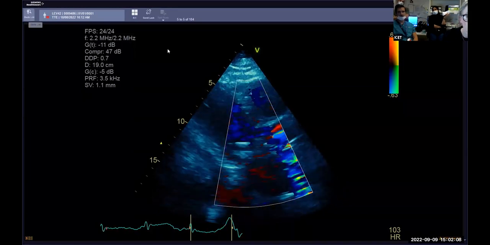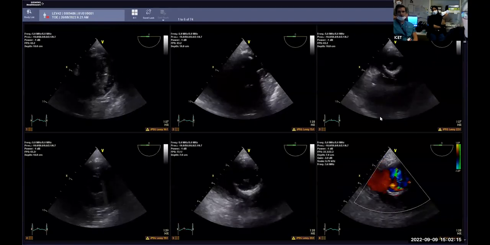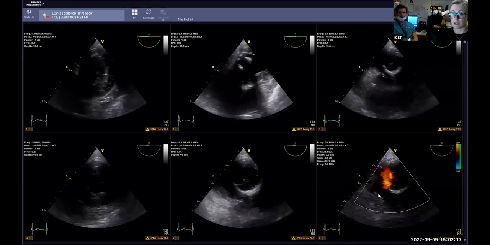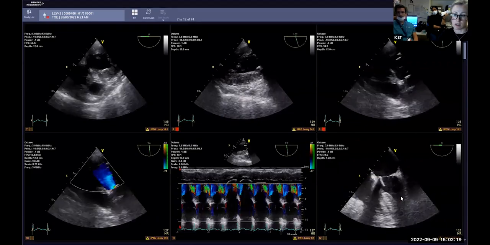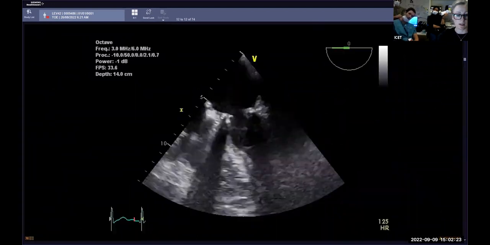So I might just skip for time to the TOE then, and we can look through. I might just skip to a few because we are running out of time. But what do you think of this?